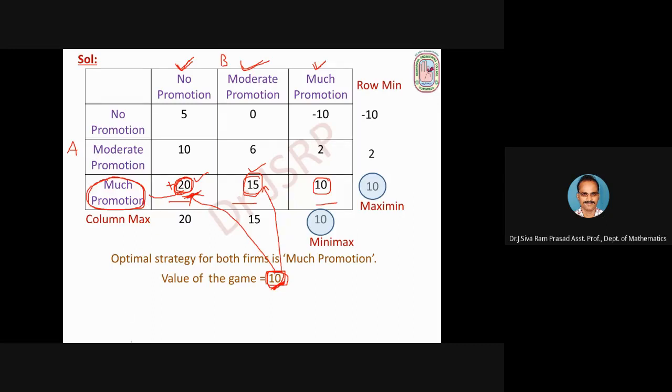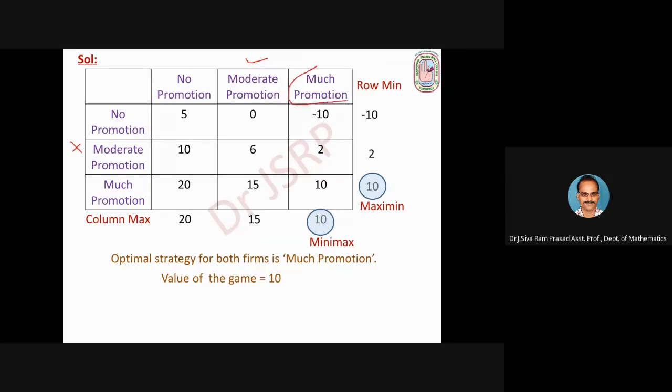And another perception. Suppose B follows theory and A does not follow theory. If B follows theory, B always selects much promotion. Okay, right. Suppose A does not follow theory. By random, A selects the first strategy, no promotion. Then what is the value of the game? Minus 10. The value of the game is minus 10.